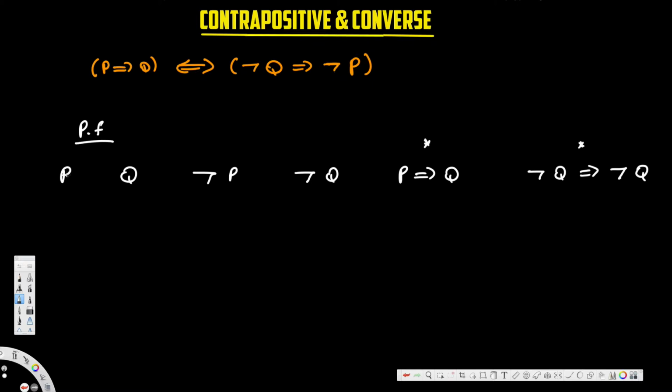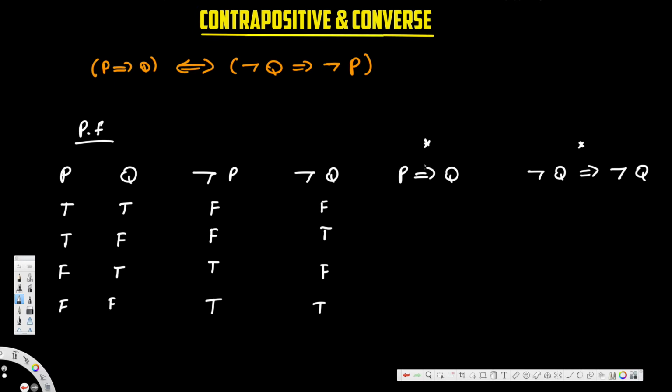Okay, now there are four possibilities. P is true, Q is true; P is true, Q is false; P is false and Q is true; and both of them are false. Now if P is true, then not P is false. If Q is true, not Q is false. If P is true, not P is false. If Q is false, not Q is true. And then if P is false, not P is true. And if Q is true, not Q is false. And if both of them are false, both of them are true here.